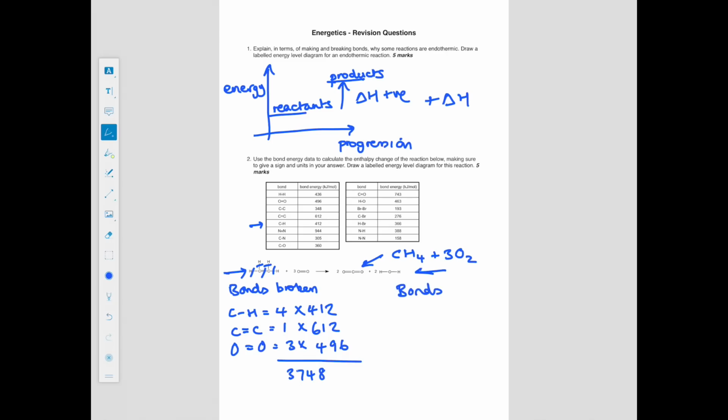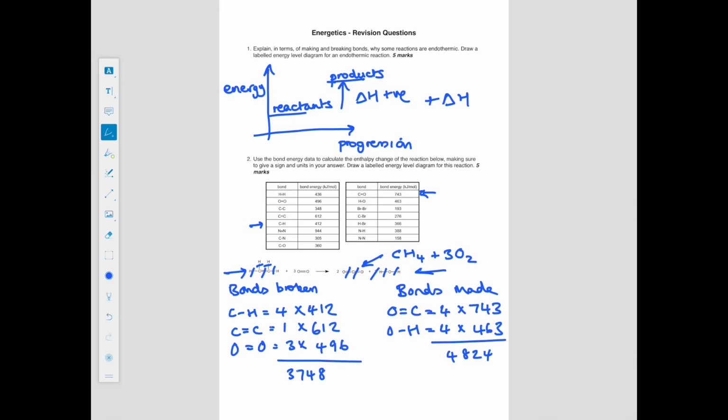Now bonds made. So be careful here. We've got an OC bond, and count how many there are. There are 1, 2, and then there's a big 2 there, which means there's 4 times 743, which I've got from the table again. And then again with the OH, we've got 1, 2, and then the 2 again, so it's 4 times OH. So 4 times 463. And that gives us 4824.